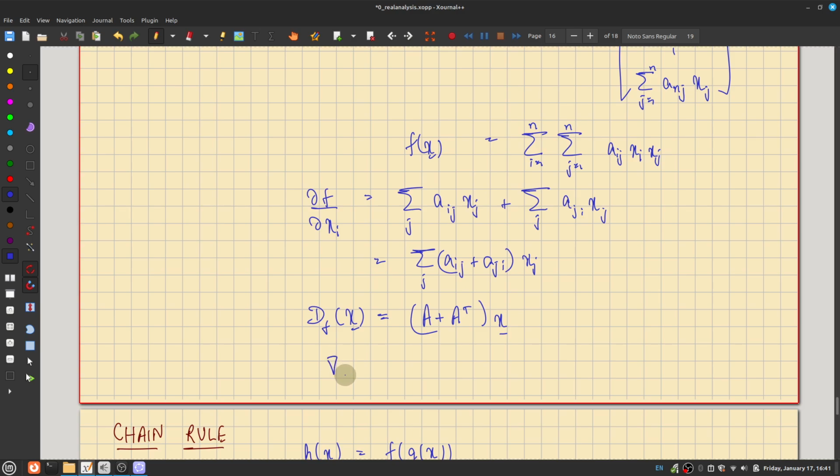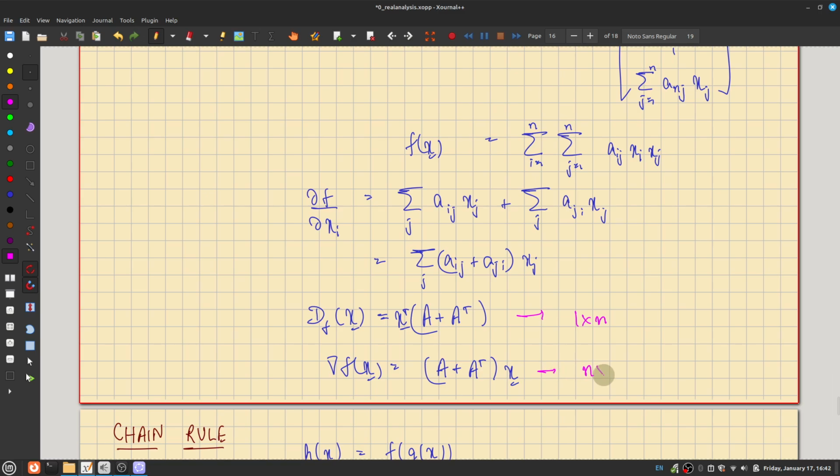All right. What is the gradient? I'm sorry, there's a little bit of an error over here. It should have been x transpose times A plus A transpose, because my derivative should be a 1 by n vector. What is the gradient equal to? That is equal to A plus A transpose times x. Right, so this is a 1 by n matrix. This is n by 1.